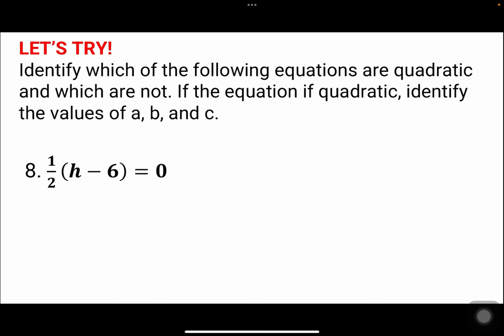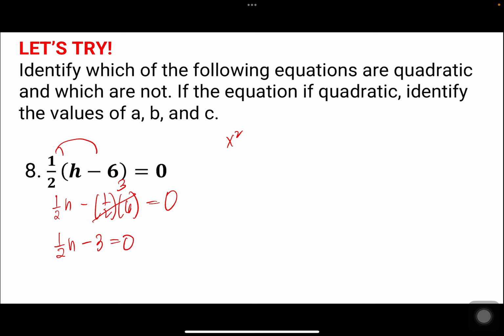Next, number 8 example. If we have the quantity of 1/2 times the quantity of h minus 6 equal to 0. So, let's try to distribute. Magkakaroon ba tayo ng x squared dito? So, magkakaroon tayo ng 1/2 times h is 1/2 h. Then, negative 1/2 times 6 is equal to negative 3. So, meron tayong 1/2 h minus 3 is equal to 0.